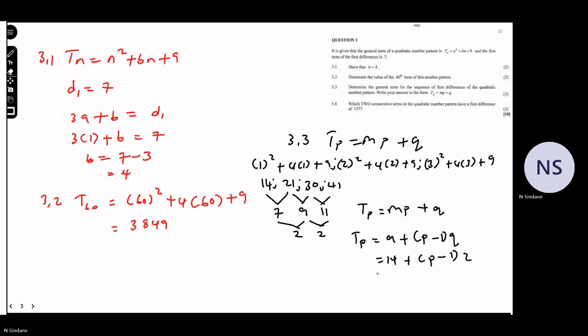Nope, not 14, but the linear one, this one, 7. Sorry for that, I made a mistake. So this will be 7 plus 2p minus 2. Then our general term is 2p plus 5. That is our solution for this question.